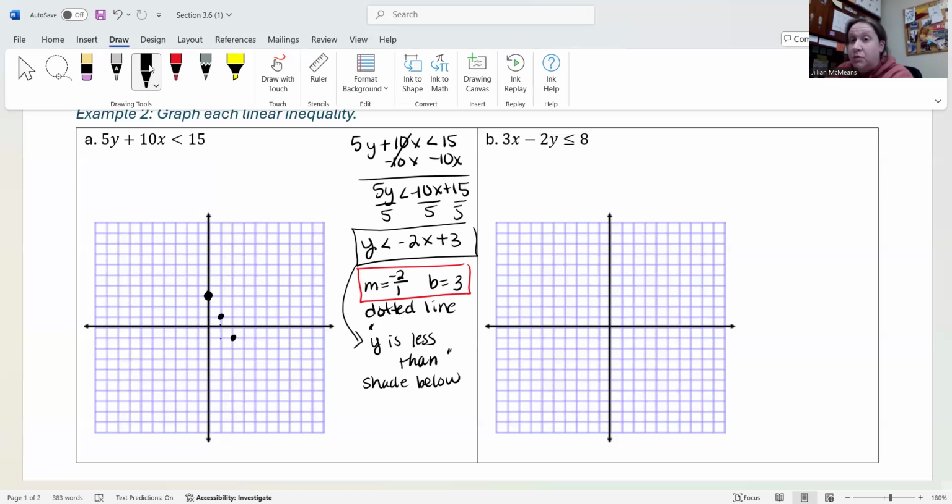Or remember, we can reverse both of those steps. Instead of going down, I could go up. Instead of going right, I could go to the left. So I could go up 2 to the left 1. All right, make sure you have at least 2 points, and then you want to connect them.